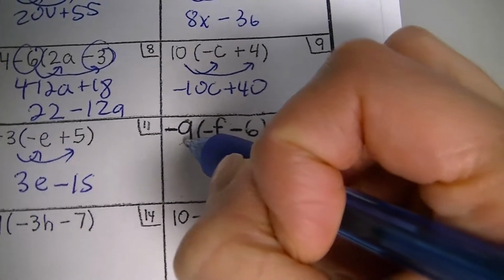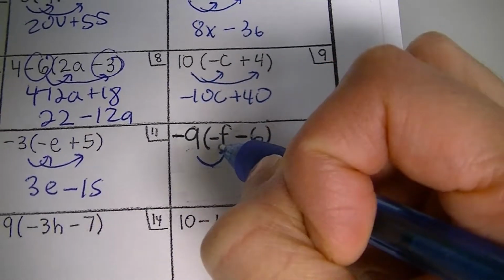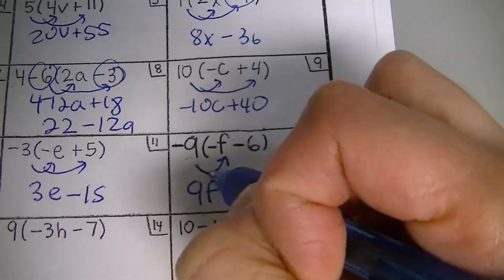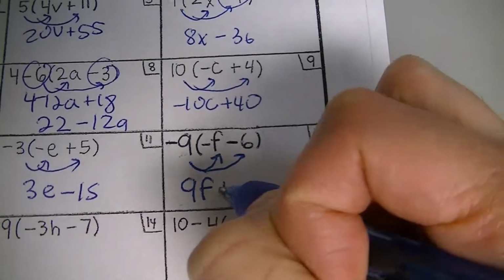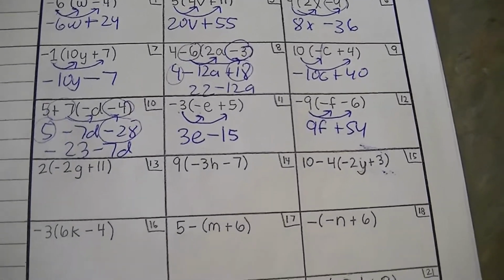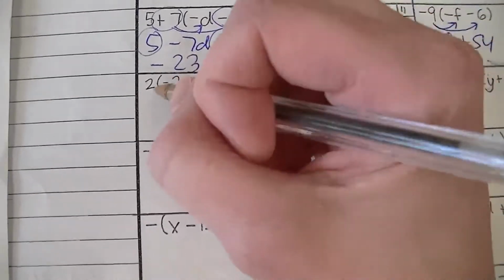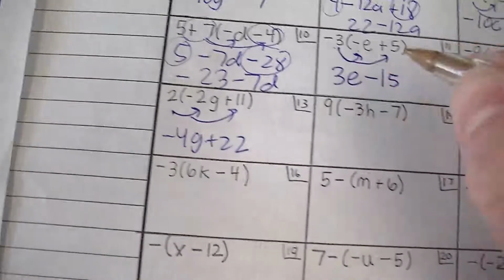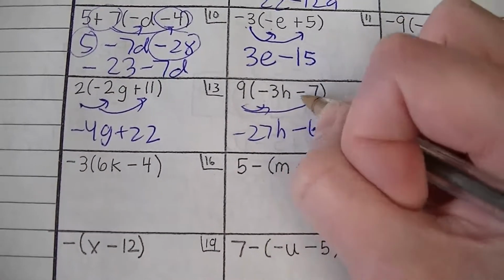For number 12, you have a negative 9 times a negative f, and a negative times a negative gives you a positive, so that'll be a positive 9f. Then you take that negative 9 and multiply it by this negative 6, and a negative times a negative gives you a positive, so that's going to be a positive 54. I'm just going to go ahead and keep going. Right here, you should get negative 4g plus 22, negative 27h minus 63.